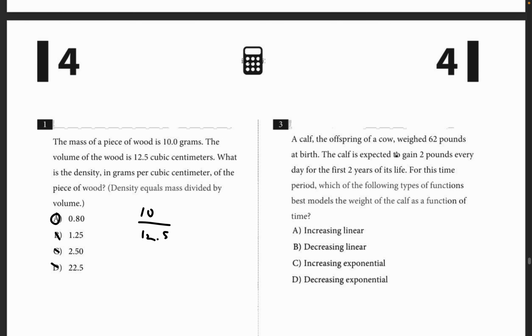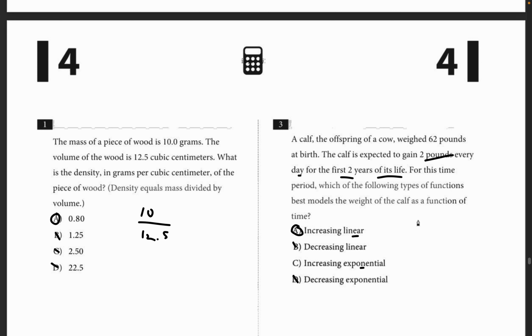A calf, the offspring of a cow, weighs 62 pounds at birth. The calf is expected to gain 2 pounds every day for the first 2 years of its life. For this period, which best... well, it's not decreasing. Now the question is whether it's exponential or linear. Well, it's linear because the calf is growing at the same rate per day for the first 2 years.